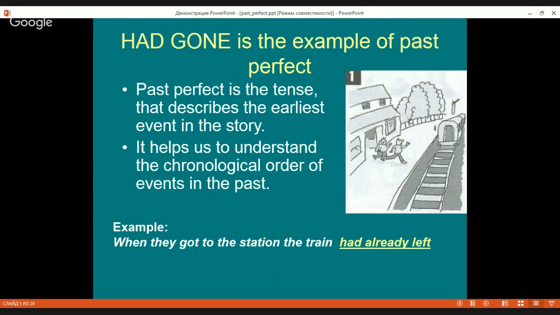Look at this example. When they got to the station, the train had already left, and you see this dramatic picture, people running after the leaving train. It is very clear what happened first. The train left, and what happened next. People arrived and said goodbye to their train.